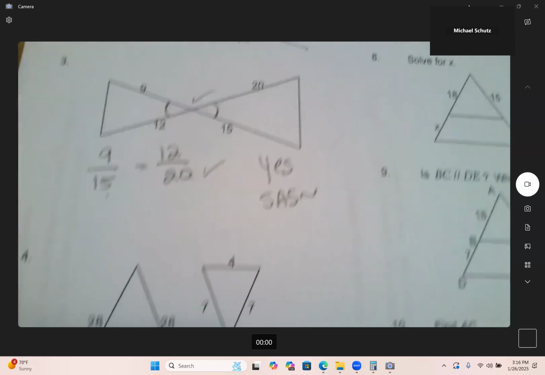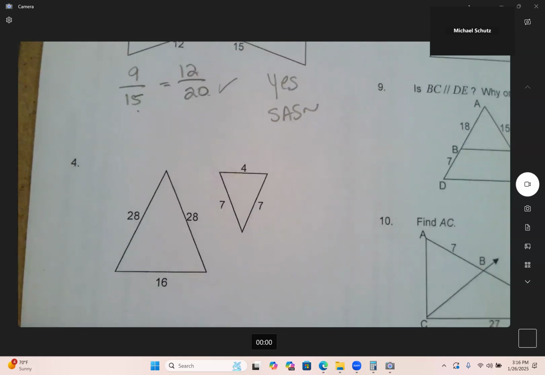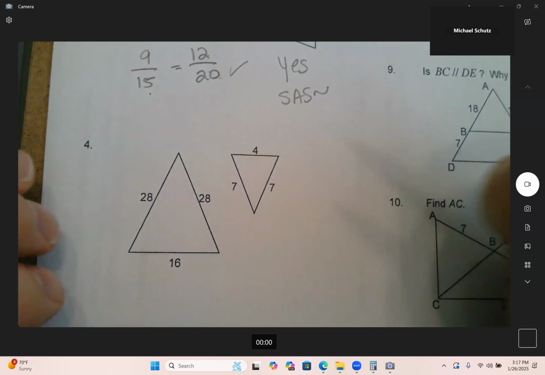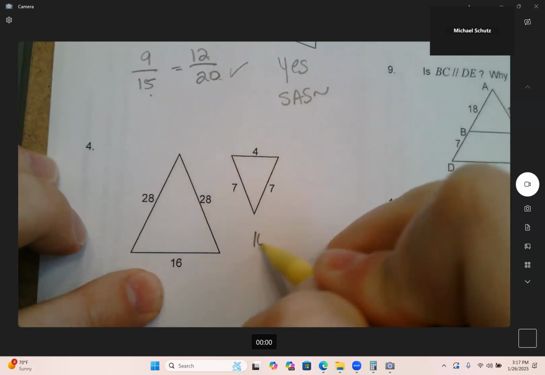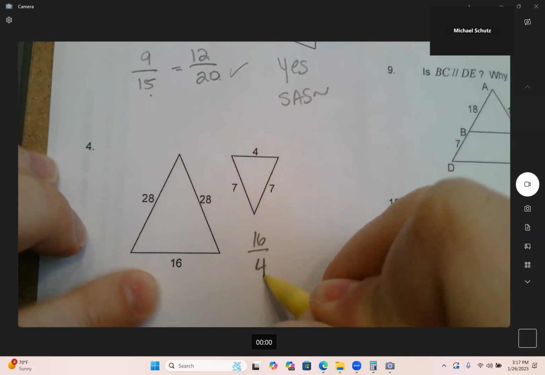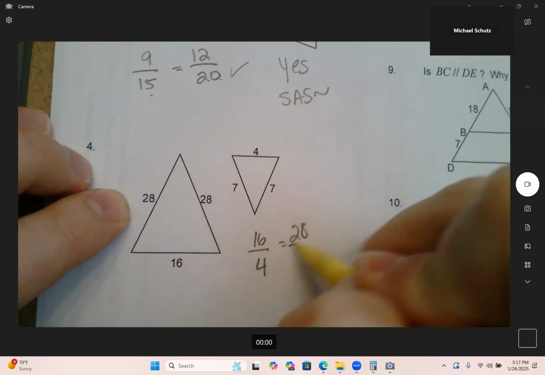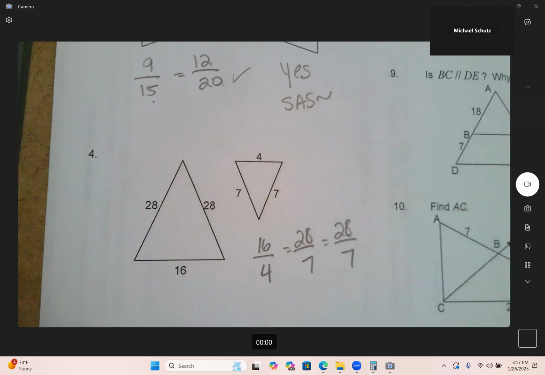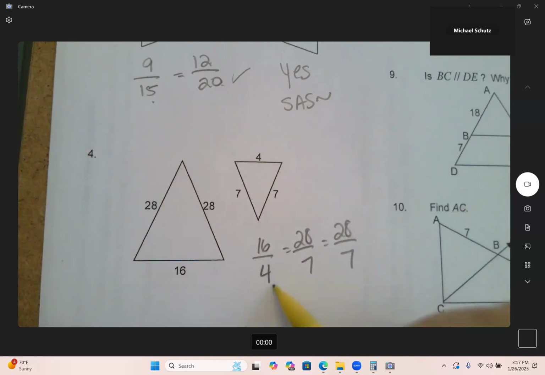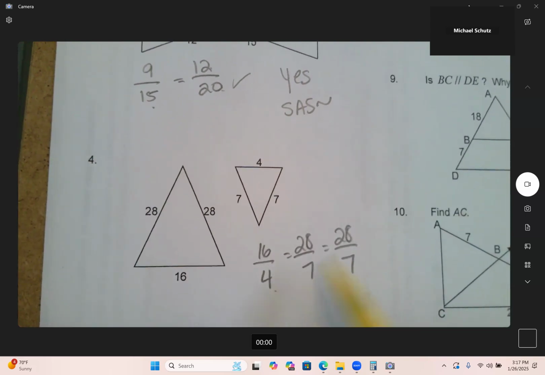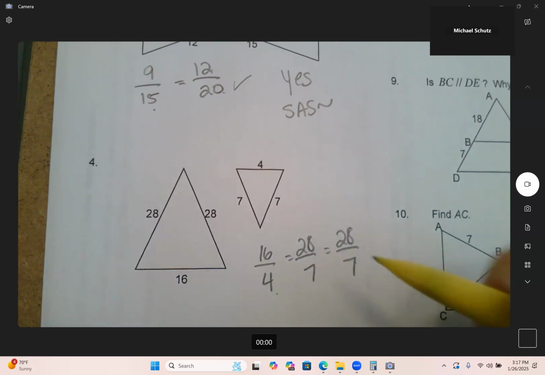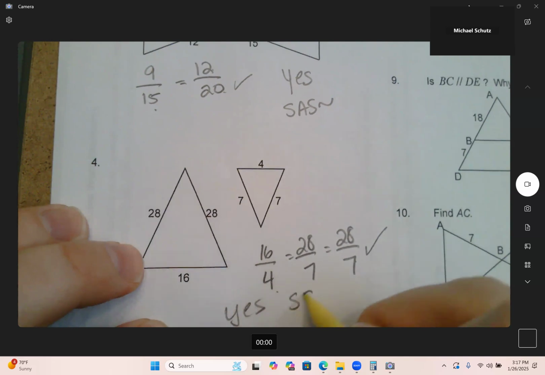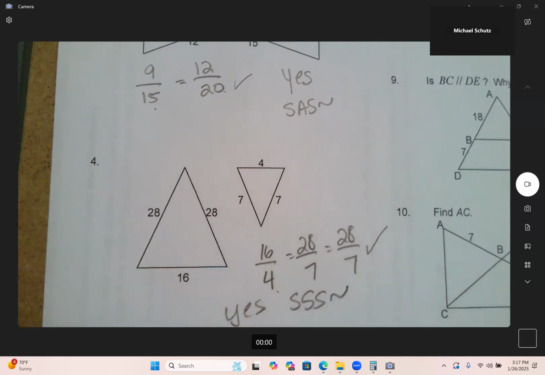Continuing on to number 4. Okay. This one, if it's going to be anything, it's going to be side, side, side. So we have to match small with small, large with large. And of course, the other ones are the same because these are both isosceles. 16 over 4 is 4. 28 over 7 is 4. This is true. So this is a yes, and the reason is side, side, side similarity.